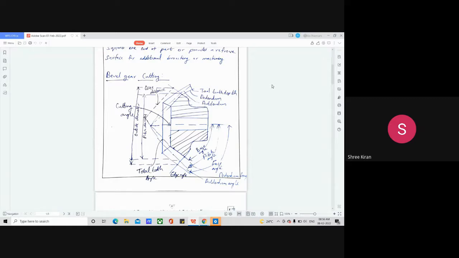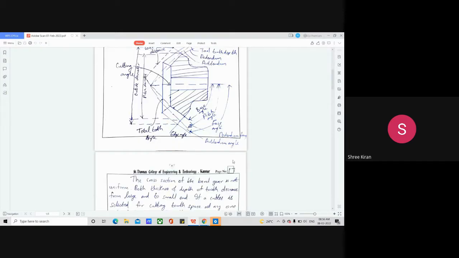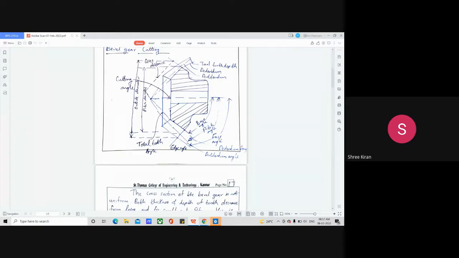Today we will start with the various parameters. Before starting with the parameters, you can see the cross section drawn here. The cross section of the bevel gear is not uniform. Both the thickness and the depth of the tooth decrease from the large end to the small end.